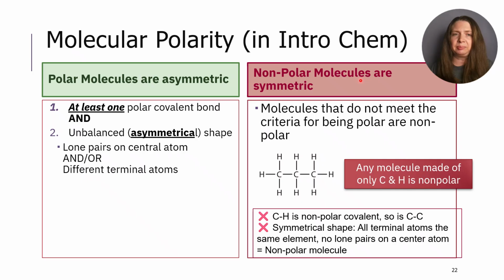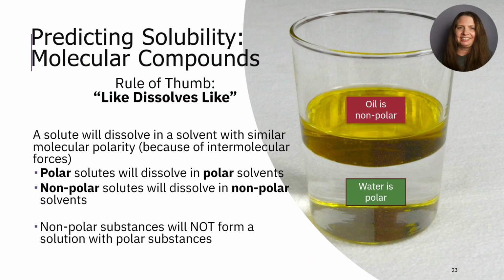Nonpolar molecules are symmetrical. A useful shortcut is that any molecule made out of only carbon and hydrogen atoms is nonpolar. When predicting whether two molecular substances will dissolve in one another, we use the general rule like dissolves like. Polar solutes tend to dissolve in polar solvents, while nonpolar solutes tend to dissolve in nonpolar solvents. If one substance is polar and the other is nonpolar, they generally do not mix.